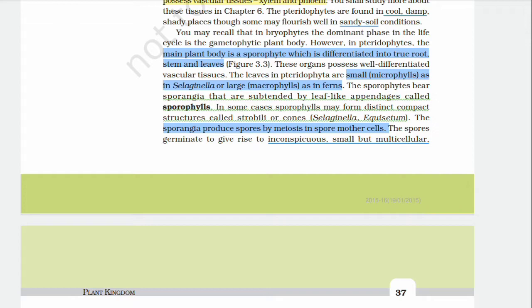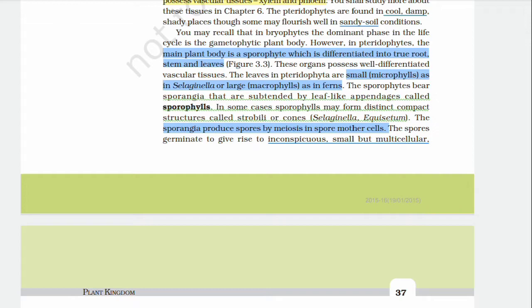You see, the sporophyte, there should be some place where meiosis will take place and they will produce spores, right? In bryophytes we have capsule where meiosis takes place. Like that, in pteridophytes we have sporangia where meiosis will take place. These sporangia are subtended, that is surrounded, by sporophylls.